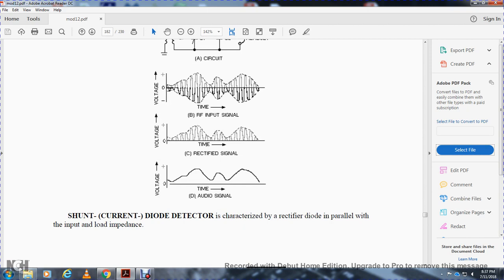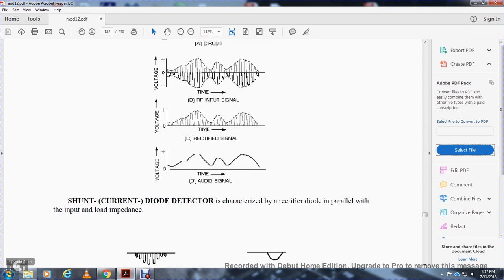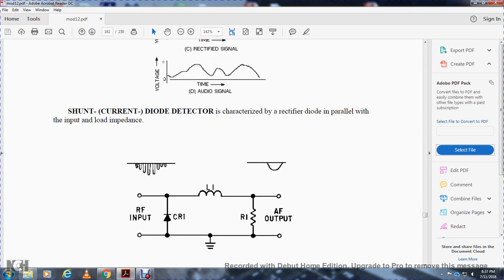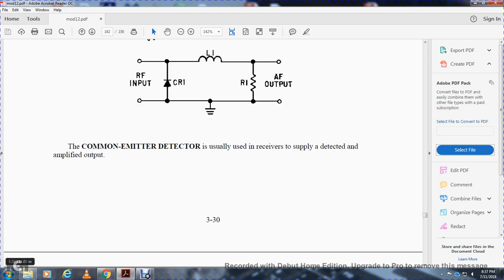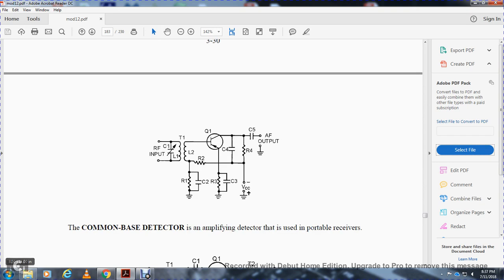This shows the current in the diode detector. The character of the rectifier diode is in parallel with the input load impedance. The common emitter detector is usually used in receivers to supply the detected amplifier output. The common base detector amplifier is used with portable receivers.